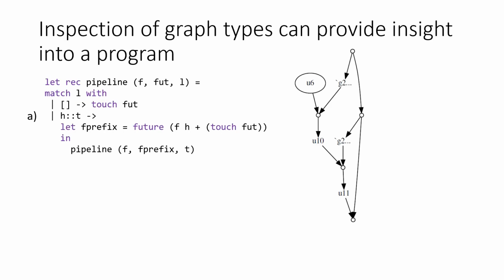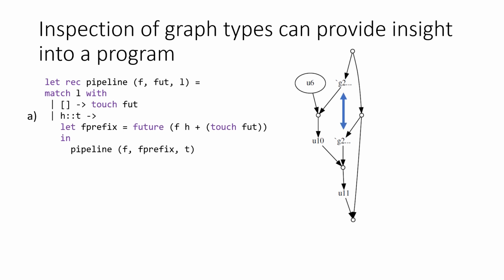Even without complex analyses, the graph types inferred by the implementation can give useful feedback to programmers, just as types can be helpful in debugging. Consider this program, which calls a function f on each element of a list L and sums the results. It does so in a pipelined fashion so that all of the calls to f occur in parallel. The visualization on the right is produced directly from the graph type by our implementation. While the code is fairly complex, the graph type of the program indicates that the calls to f, represented by g2 in the visualization, do in fact occur in parallel.